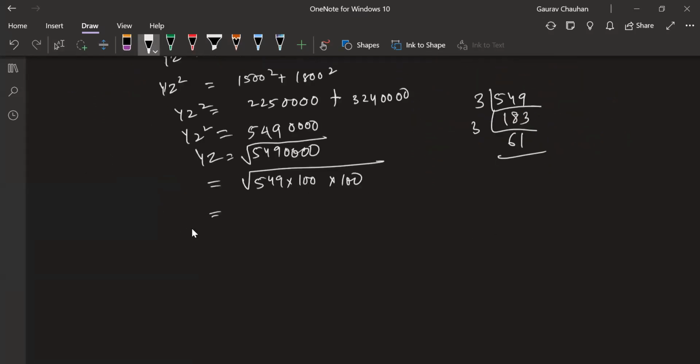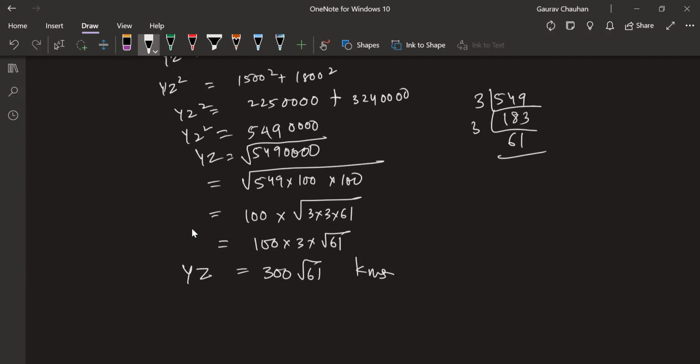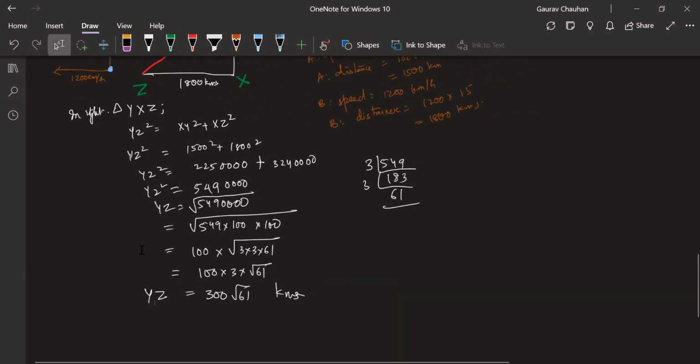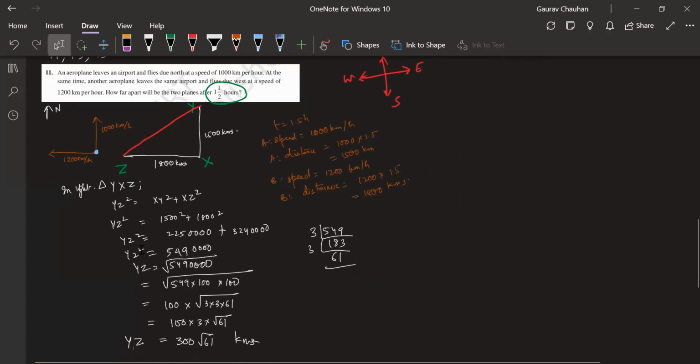So you will get 100 into root over 549, which is 3 into 3 into 61. So that will be 3 again, one 3 I can take out. So 100 into 3 into root 61. So that's equal to 300 root 61 kilometers. You don't have to find root 61. Don't worry about that. You can leave it just like this. Okay. So that's our discussion.